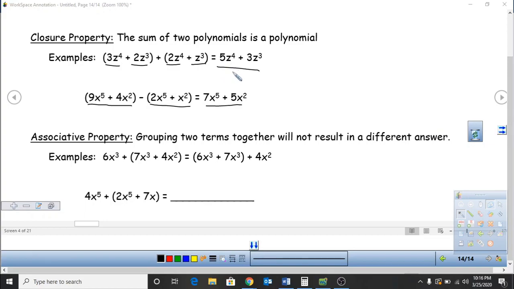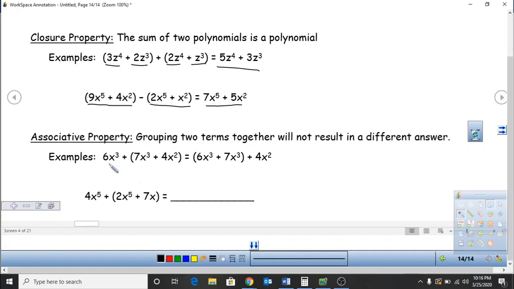Now, the last property that I'm about to cover is the associative property. The associative property is pretty cool because it just states that whenever you're grouping 2 terms together, it won't result in a different answer. So what does that mean? Well, let's look at this example. I have 6x cubed plus 7x cubed plus 4x squared, but notice how this 7x cubed and this 4x squared are together inside of parentheses.